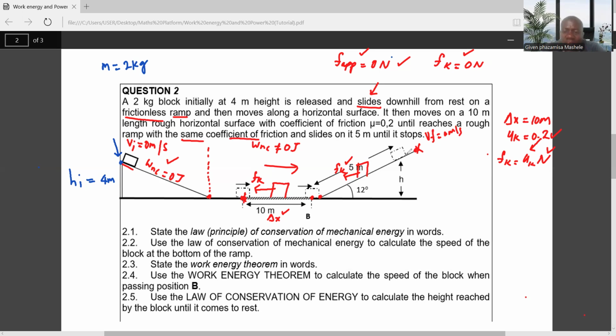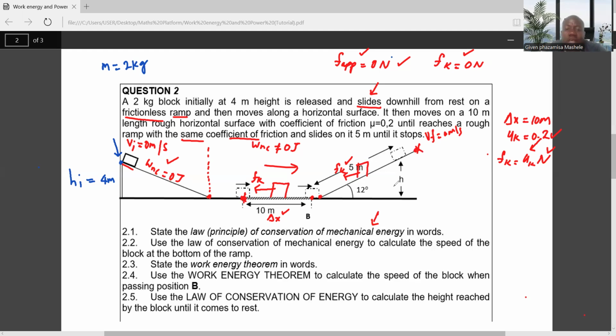Then the first question says, state the law or the principle of conservation of mechanical energy. We know in an isolated system, mechanical energy remains conserved, or remains constant. In an isolated system. I believe you know what an isolated system is. We have answered the first question.